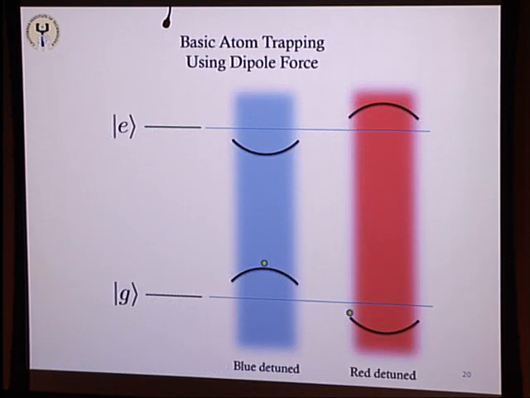So, kind of basic. We're going to utilize the dipole force to trap these atoms. Basically, when you have a dipole transition and you tune a laser blue of the transition, the atoms will be pushed away from the regions of high intensity. If you take a laser and park it at red of this dipole transition, the atoms will be attracted to these regions of high intensity. And also their levels will shift as well.